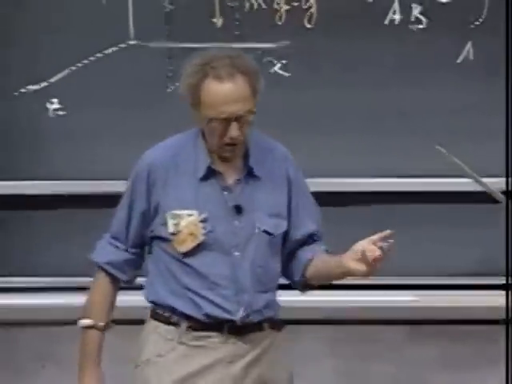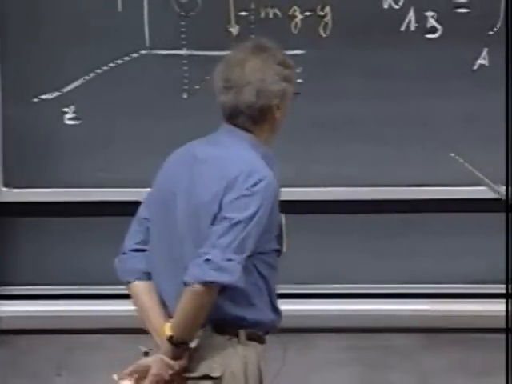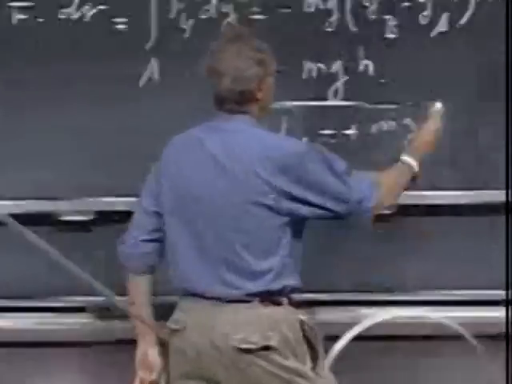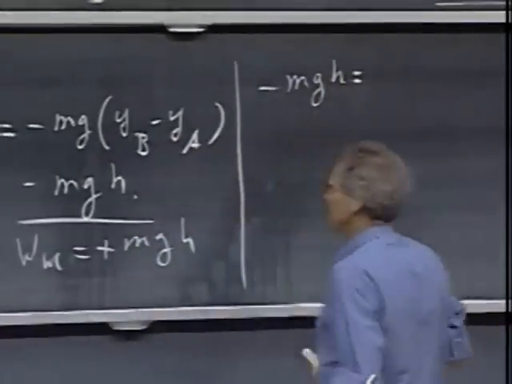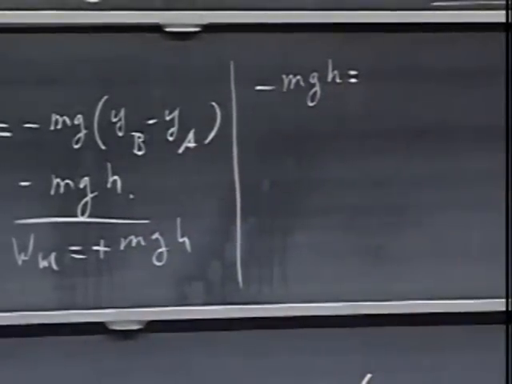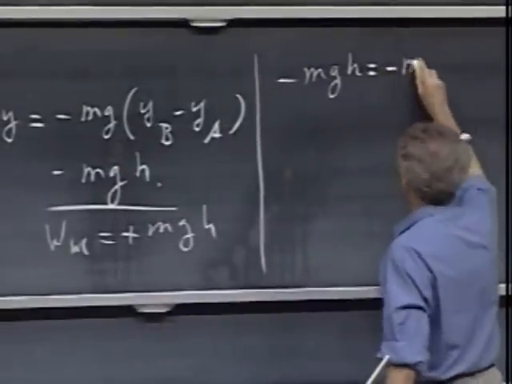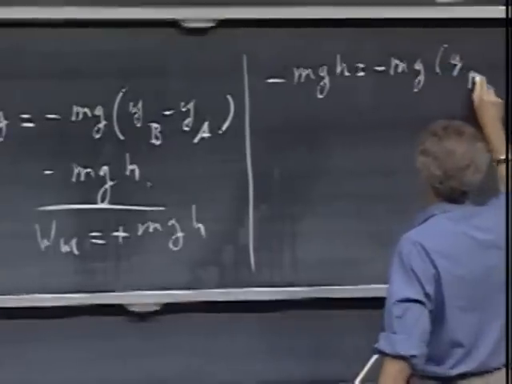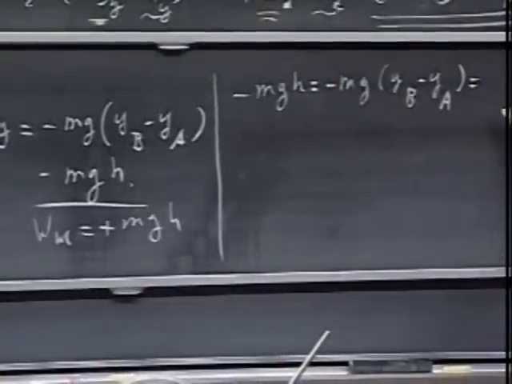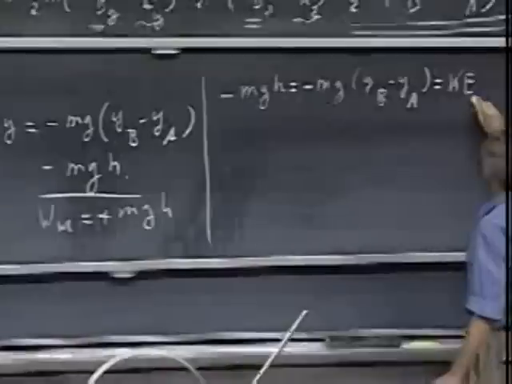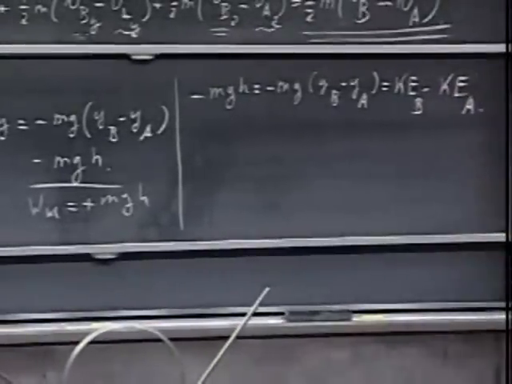Again, I'm going to concentrate now on a case where we deal with gravity only. When there's only gravity, then we have that minus mgh is the work done in going from A to B, equals minus mg times y of b minus y of a. And that now is the kinetic energy at point B minus the kinetic energy at point A. This is the work-energy theorem.